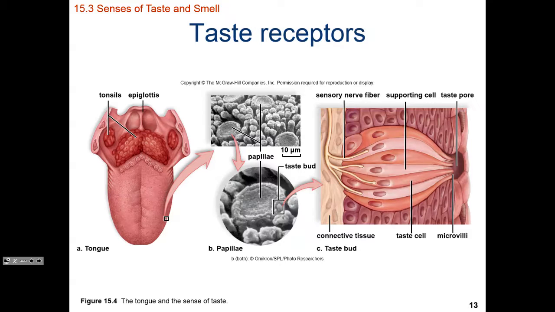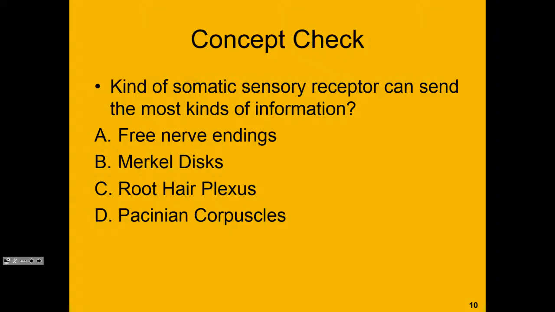So, let's go back to this concept check question. Which kind of sensory receptor can convey the most kinds of information? We have free nerve endings, Merkel discs, the root hair plexus, or we have the cutaneous corpuscle.